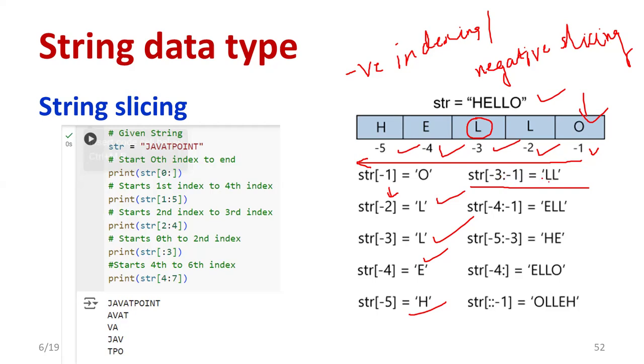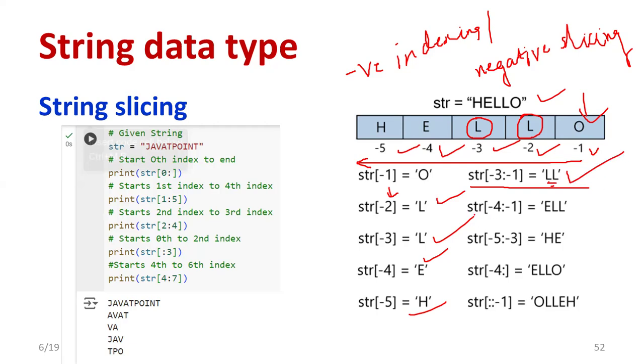In between, what is the range? -3 and -2. So -3 will be L. What about -2? -2 will be L. That also will be printed. But what about the -1th element? The -1th element will be O only, but that will be omitted. That will be deleted. So two letters will be printed.